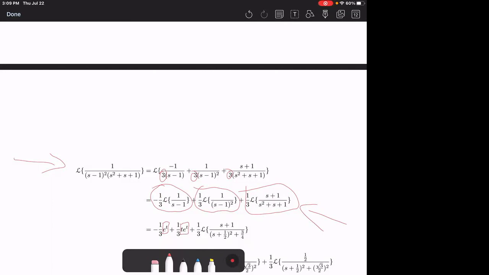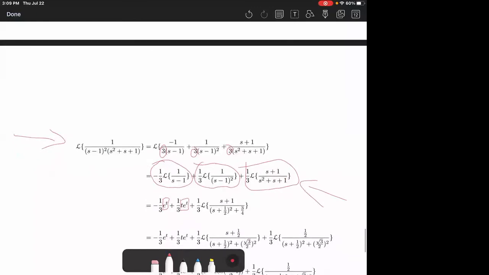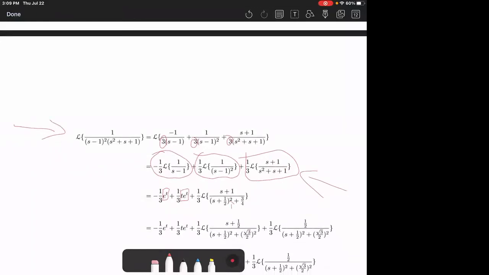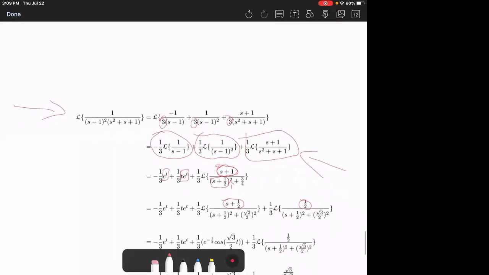We're going to look for a way that we can get the square going on in the denominator, and we also want the numerator to look like it as well. So the problem is s minus 1 is not equal to s plus a half. Sorry, s plus 1 is not equal to s plus a half. So we're going to break this up into s plus a half plus a half, and we'll solve it in 2 pieces.